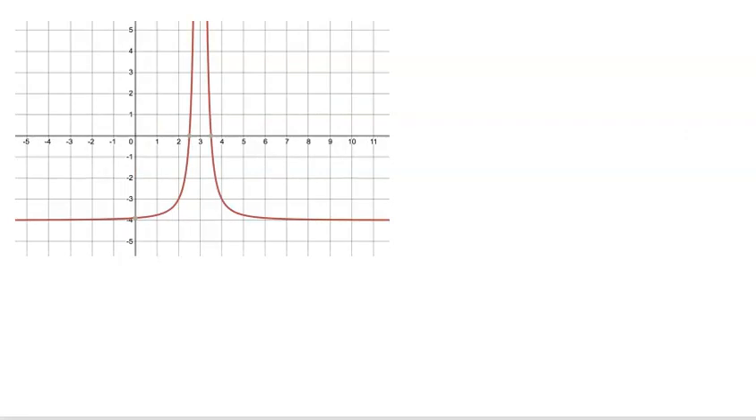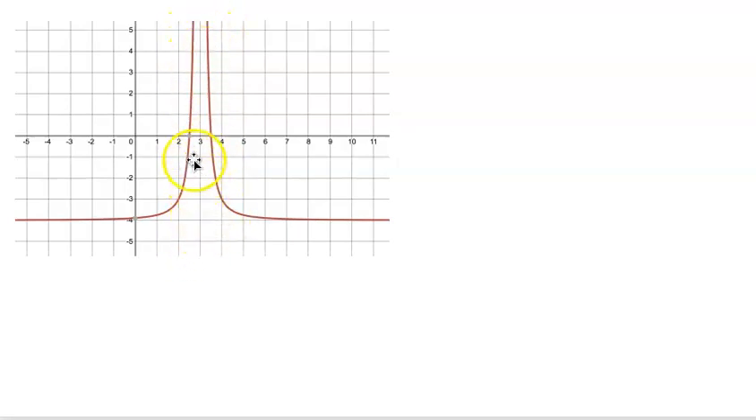Interesting looking function. Which x values appear on the graph? What are our allowable inputs? 11 is on the graph. 10 is on the graph. 9 is on the graph. 8 is. 7 is. 6 is. 5 is. 4 is. 3.5 is. 3 1/4 is. But 3 is not.